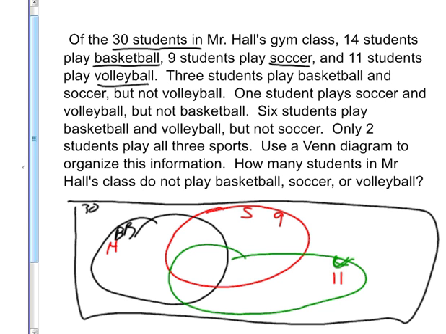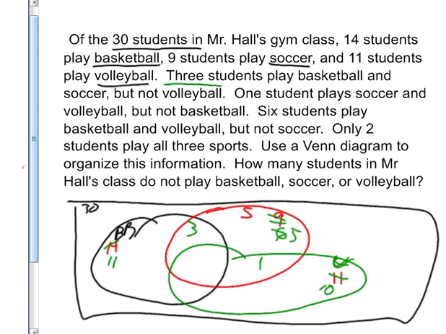Now I'm going to continue to further define that. 3 students play basketball and soccer. So the area that's common between basketball and soccer, I'll put the 3 in that area. Of course, instead of being 14 now, this has to reduce to 11, and instead of being 9, this has to reduce to 6. There's 1 student who plays soccer and volleyball. That's the area in common for those. So this drops to 5, and this drops to 10.